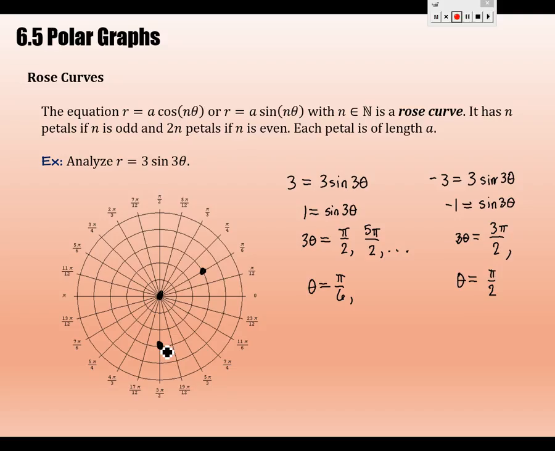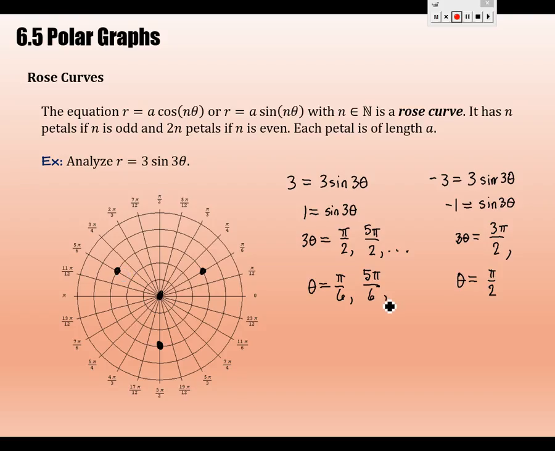I guess if you really think about it, if you let theta range infinitely, you get an infinite number of petals. They might just land on top of the ones we already have, right? So we do keep having petals. Let's see what happens here. What's this one? 5 pi over 6. We don't have that one yet.